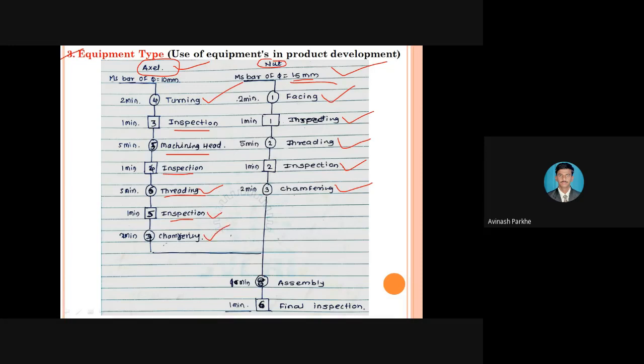That means while converting the raw material into the finished goods, whatever operations are performed by that particular equipment or machine, only those operations are represented by using this equipment type flow process chart. In this chart, the movement of material from one location to another, or from one machine to another, is not represented.